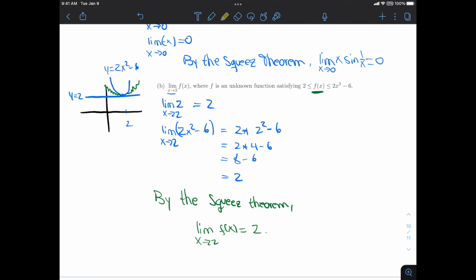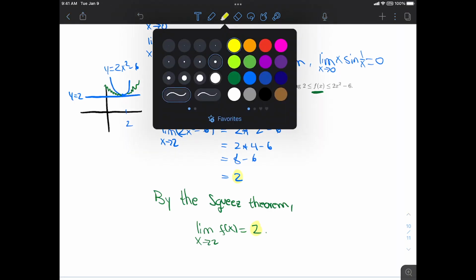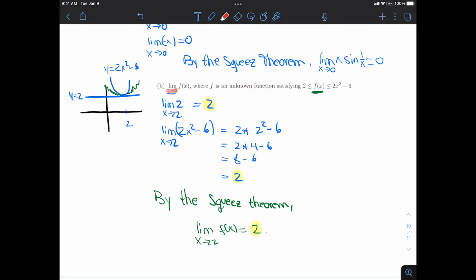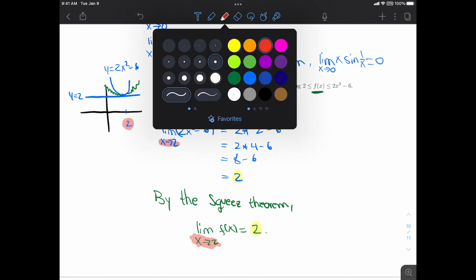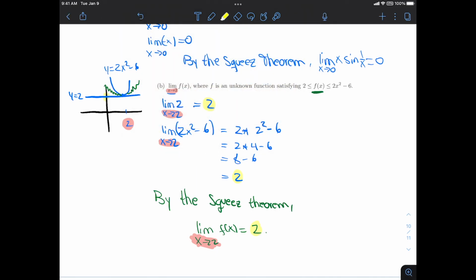So just to make sure that neither of you is confused, this 2 is going there, and the 2 at the bottom there is coming from this. Right? There are these 2's. They're the x value that we're approaching, and the y value is this 2 right there.